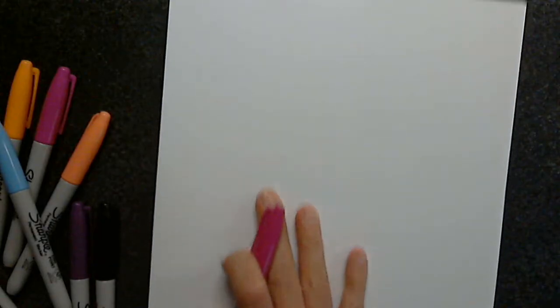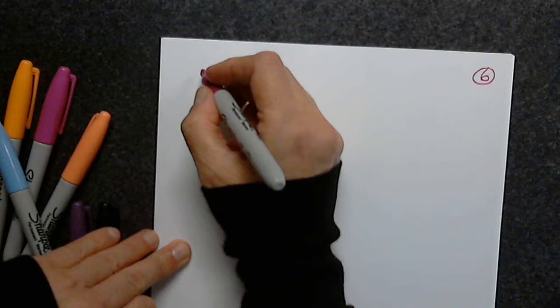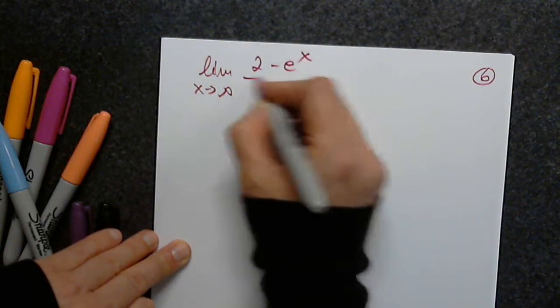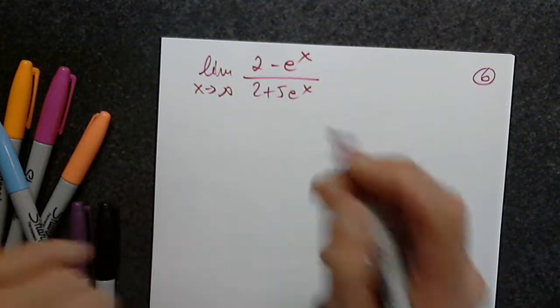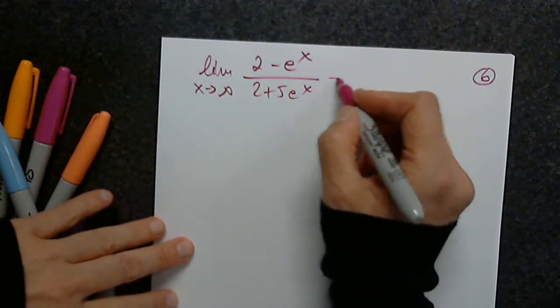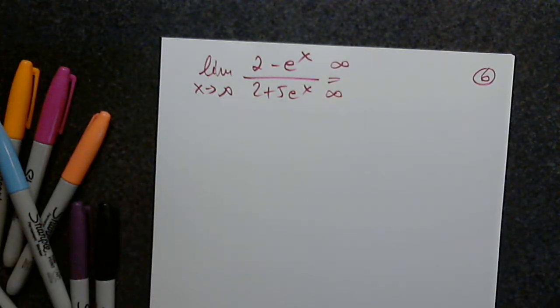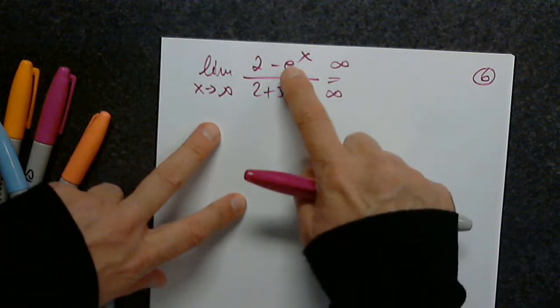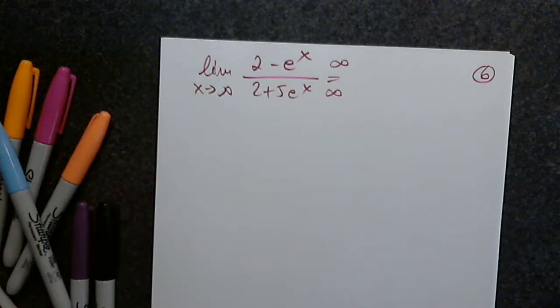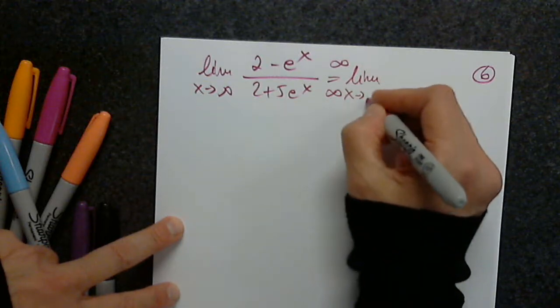D, very good. So we have in D the limit as x approaches infinity of 2 minus e to the x over 2 plus 5 e to the x. So I check, I plug in, and I realize that it's infinity over infinity. If it's not infinity over infinity or 0 over 0, we cannot use L'Hopital's rule. But is it infinity over infinity? Yes, it is, because e to the x approaches infinity, and this is just noise.